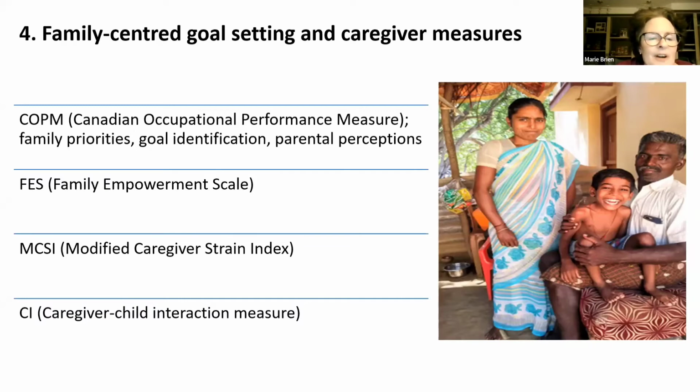We have the modified caregiver strain index, and we have the caregiver child interaction measure. And we measure those every 6 months to look at how the caregiver well-being is, how the family's burden is, and we have found really very good outcomes in terms of lowering the caregiver burden with the support that we are providing.